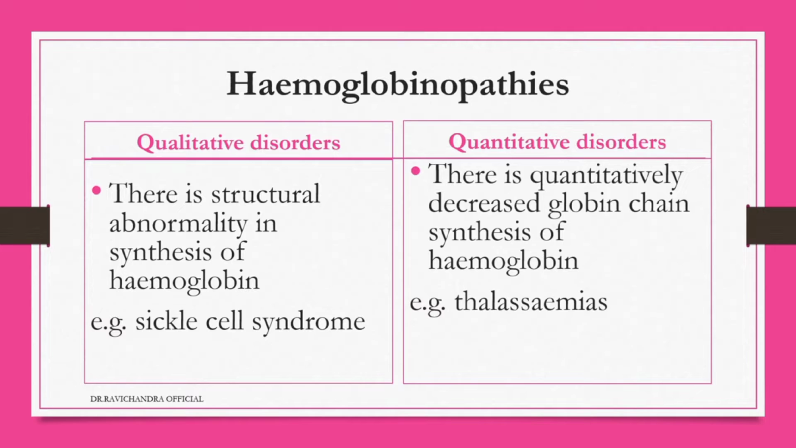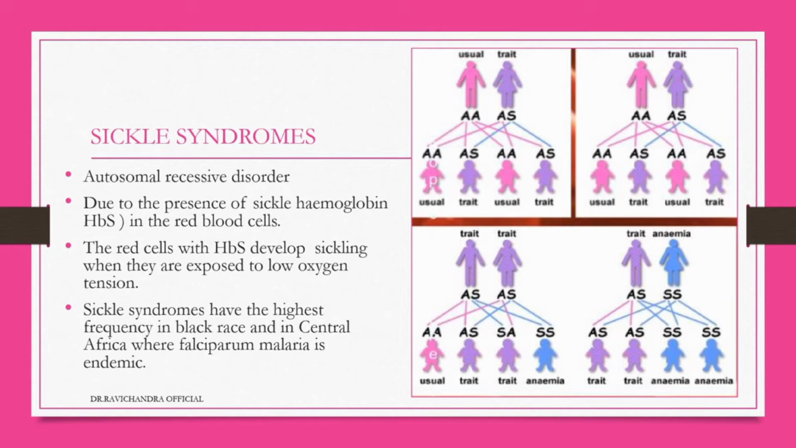Hemoglobinopathies. They are classified into qualitative disorders and quantitative disorders. In qualitative disorders, there is structural abnormality in the synthesis of hemoglobin, and they are called sickle cell syndromes. In quantitative disorders, there will be quantitatively decreased globin chain synthesis. These are categorized as thalassemias. Sickle syndromes are autosomal recessive disorders.